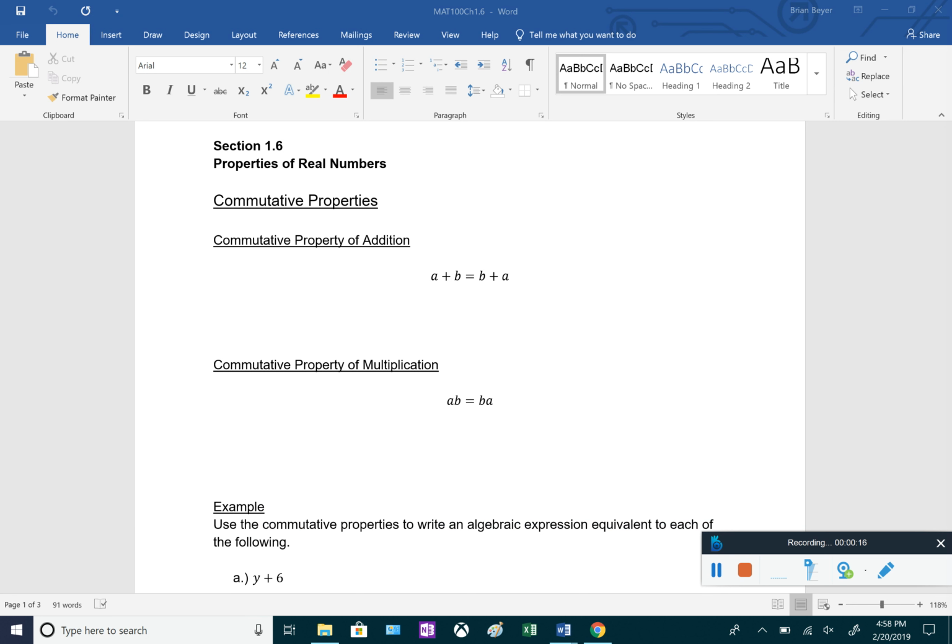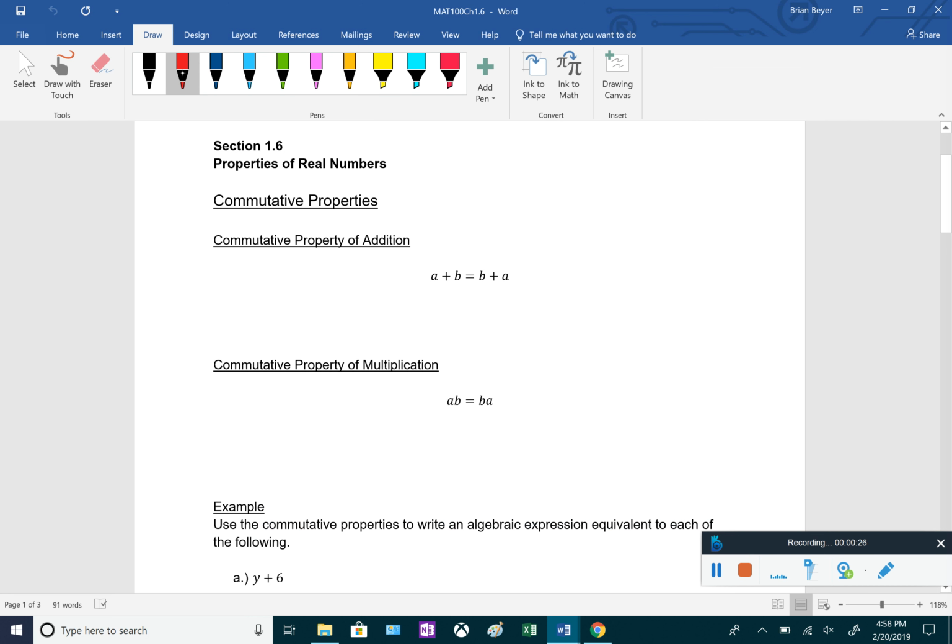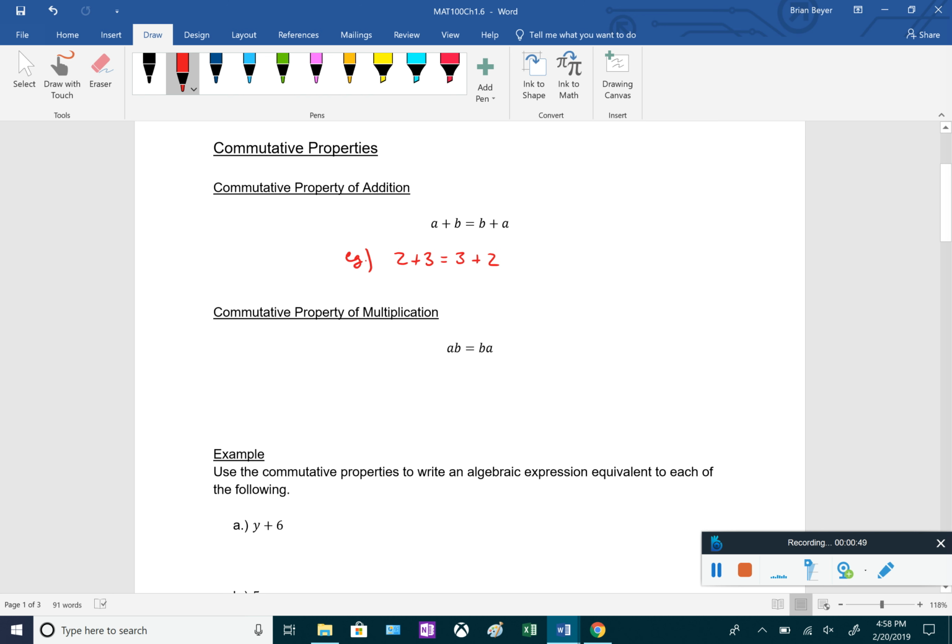The commutative property of addition essentially means if we're adding two numbers, the order in which we add them doesn't matter. So a plus b is going to equal b plus a. For example, 2 plus 3 equals 3 plus 2. We know that's true, right? Because they both equal 5. It's probably painstakingly obvious, but that's the commutative property of addition.